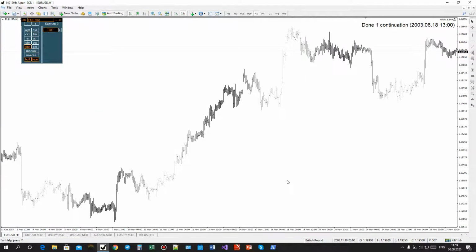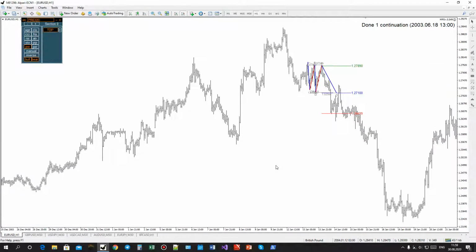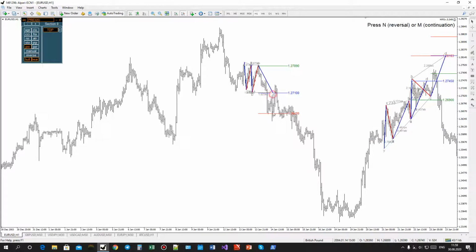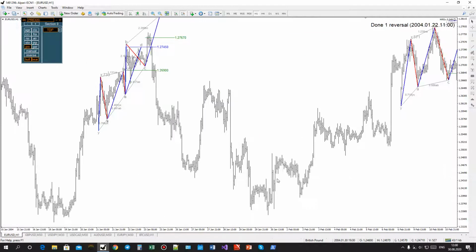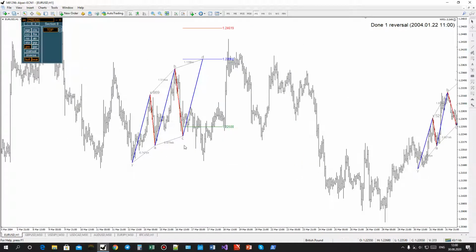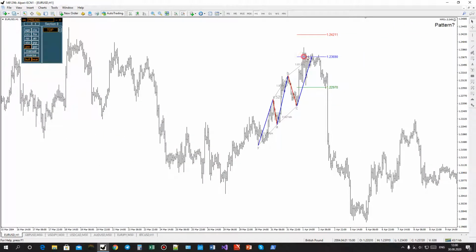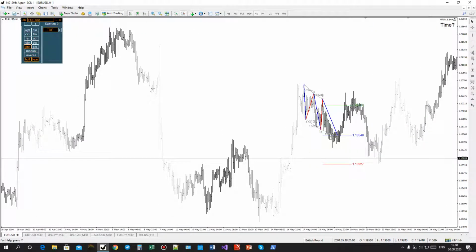Let's go next. Invalidated, it didn't complete, this one a loss. The first one is a win, so it starts here. The second one didn't complete, invalidates the C point, invalidates the C point, this one is a win. Okay, this one is a win.